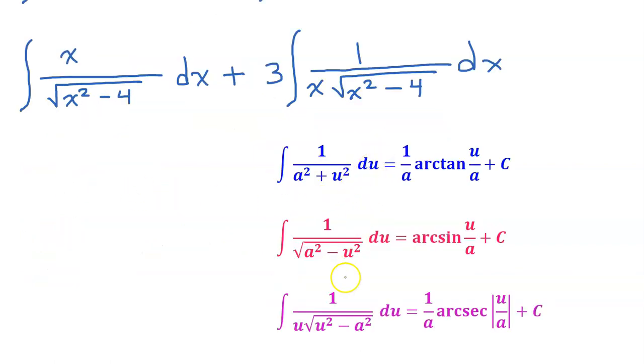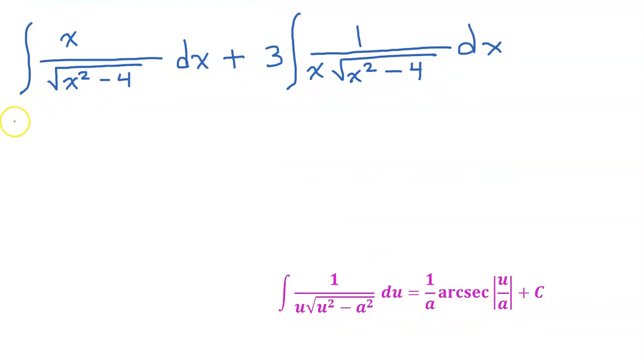Which of these trig rules do you think we will use for the second integral? Well, let's see. I do see the square root, so arctangent is out. I see the variable squared minus the constant. Let's see. Variable squared minus the constant, that's arcsecant. So this is the one we will probably need.